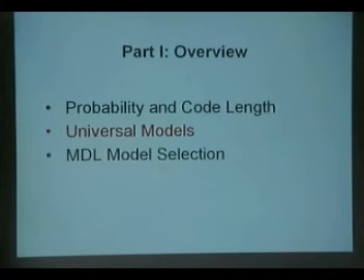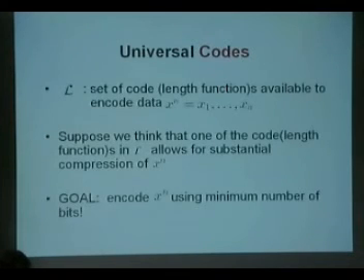Now I'm going to apply this to universal models. And what are universal models? To explain that, I first have to explain universal codes. Now, a universal code works like this. Suppose I have a set of codes. Think for the moment of it as finite. And I get some sequence of data. And before seeing the sequence, I think that one of my codes probably will compress the data a lot. So it might be a good code to use if my goal is compression.